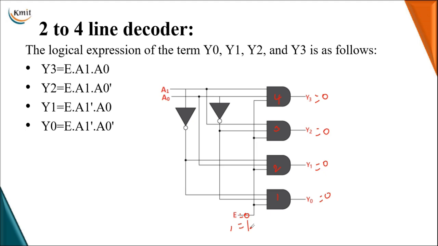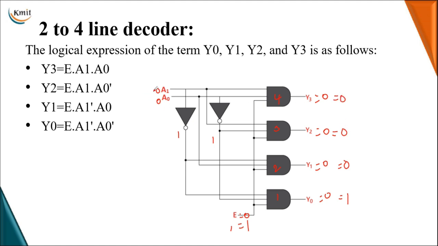So if the enable input is 1 and you apply logical levels 0 0 on your A1 and A0, then the zeros are transferred through this NOT gate, which will give you logical 1. Hence output Y0 becomes logic 1, and the remaining outputs will all give you zeros for that combination of A1 A0 equal to 0 0.